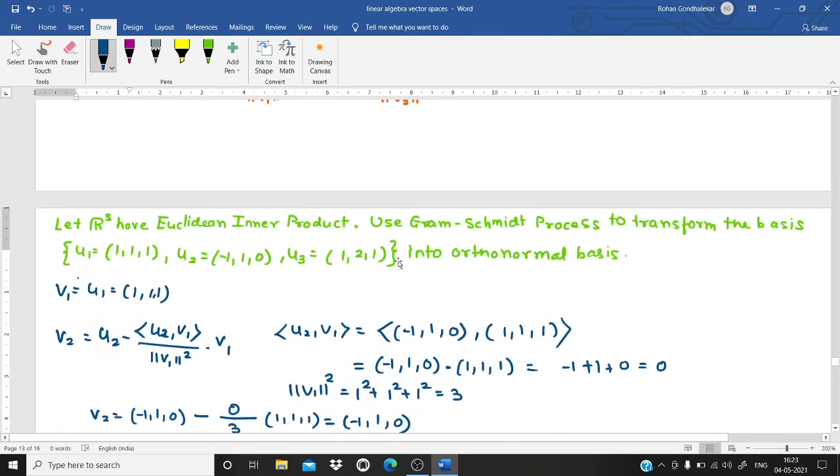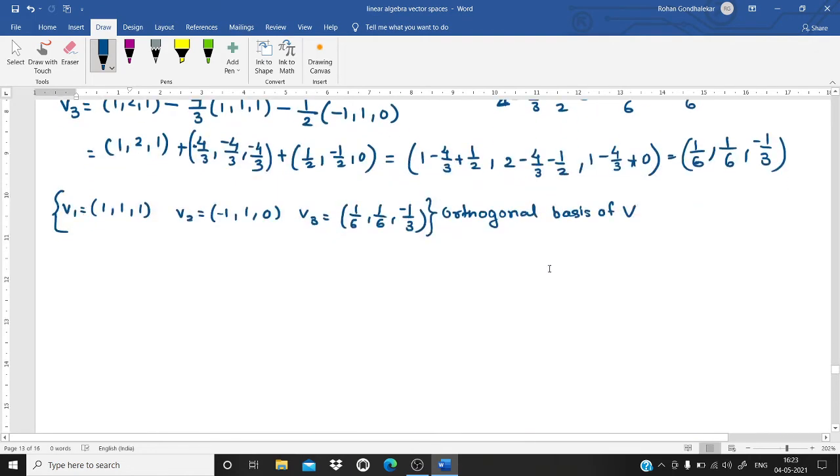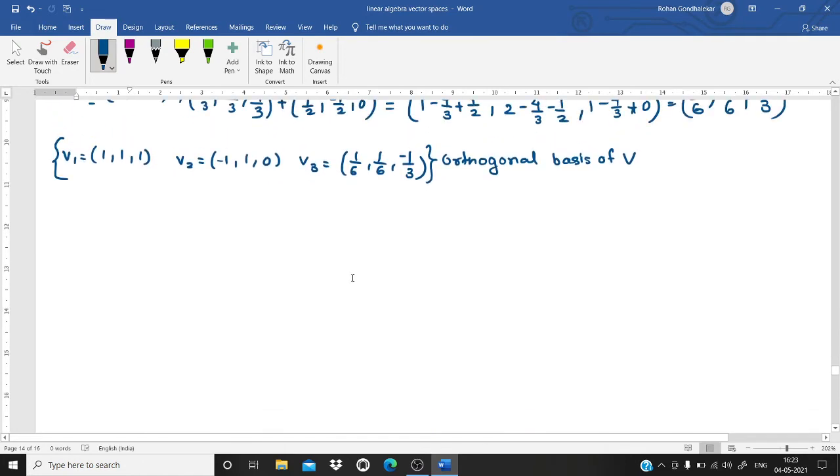But what is expected in this problem? We need to transform the given basis into an orthonormal basis. This is orthogonal. We want the orthonormal. It's very simple. What is the difference between orthogonal and orthonormal? In orthogonal, the inner product of a vector with itself should be non-zero, and in orthonormal the inner product of a vector with itself should be 1. It means whenever the set is orthonormal, the norm of each vector is 1.